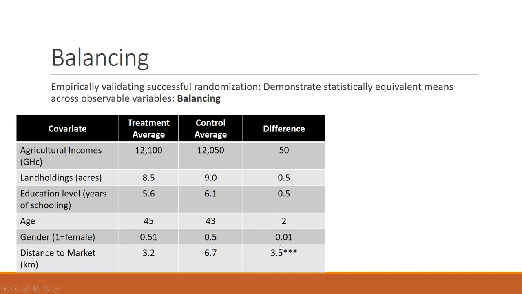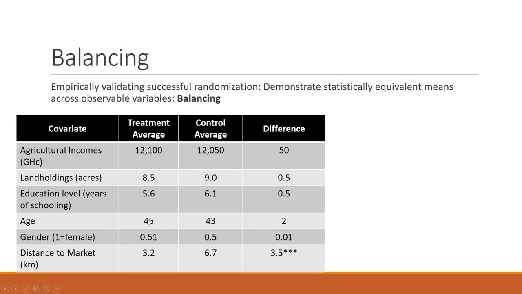All right. So if there's a star, that means that there's some level of statistical significance. 3 stars means it's significant at the 1% level. 2 stars means it's significant at the 5% level. 1 star means it's significant at the 10% level. Okay, so these 3 are statistically insignificant. That means our treatment group and our control group balance across incomes, landholding, and education.